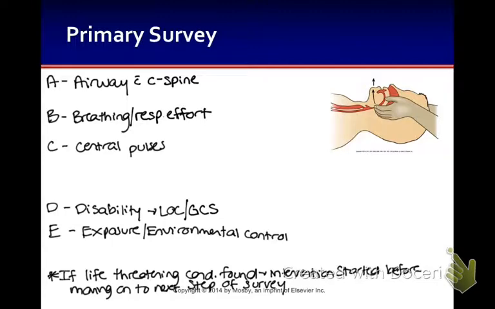So anytime we go along this, we always start with A, we move our way down A, B, C, D, E, but at any point throughout this continuum, if we find any life-threatening condition, we're going to start an intervention where the condition is found, and before we move on to the next step of the survey.